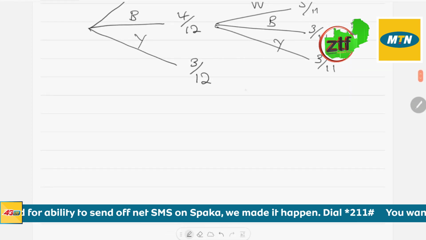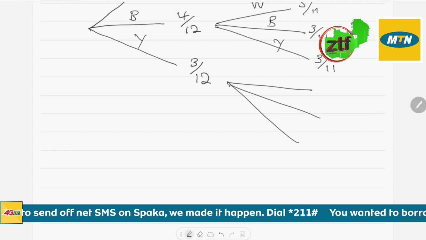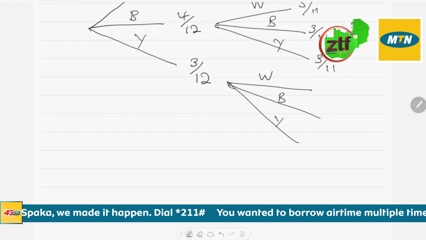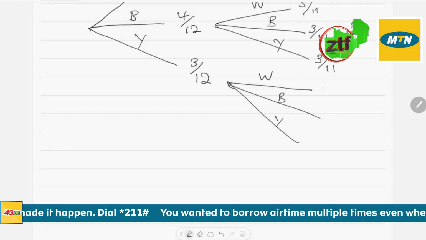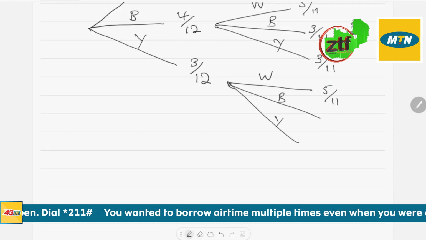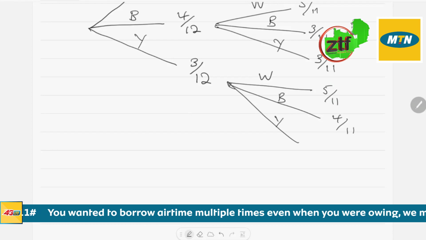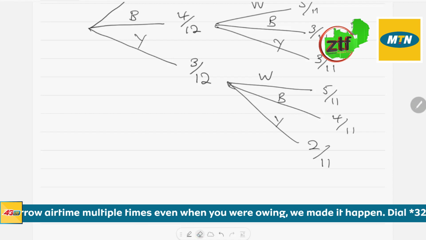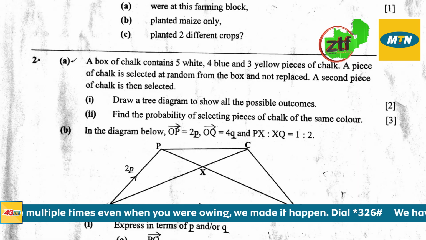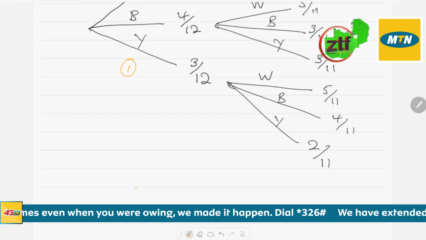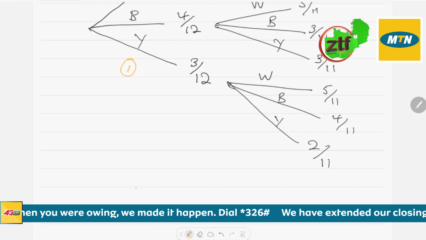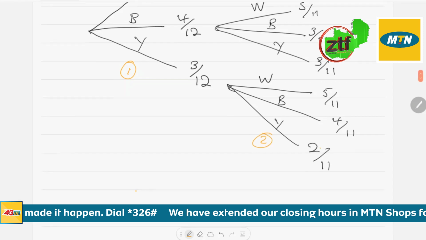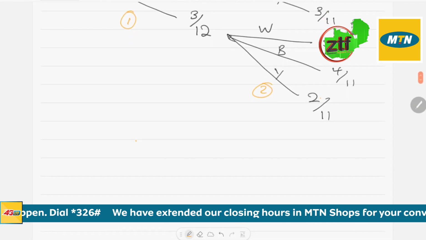Then suppose a yellow piece of chalk has been picked in the first trial. So we have white, blue, and yellow. For the second trial, the white piece of chalk is not affected, so we'll have 5 out of 11. Then for blue, we have 4 out of 11, and picking a yellow piece of chalk will have 2 out of 11. Meaning in the first trial, when we pick yellow, the total number of yellow pieces will reduce from 3 to 2. So in the second trial, the chance of picking a yellow piece of chalk will reduce to 2, and that is why we have this 2. So that is what is happening. All right, so we have our tree diagram.